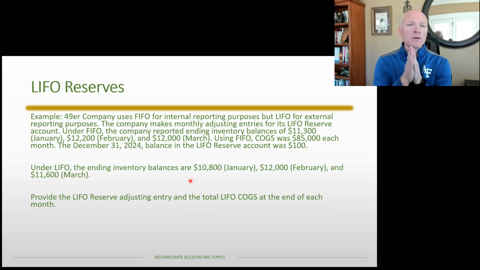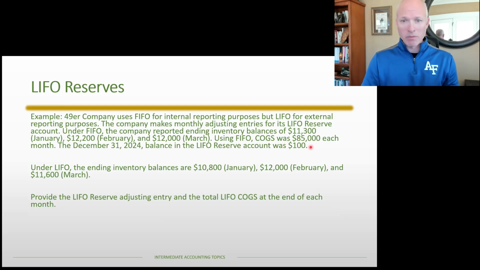All right. So in this example, the idea here is I use FIFO internally. When I do that, I have three different months of balances: 11,300 in January, 12,200 in February, and 12,000 in March. We're just going to have COGS set at 85,000 to keep it simple. Starting at the beginning of the year, they had a reserve account balance of $100. And as a reminder, it is a contra asset account. Since it's a contra asset account, this $100 balance is a credit balance.